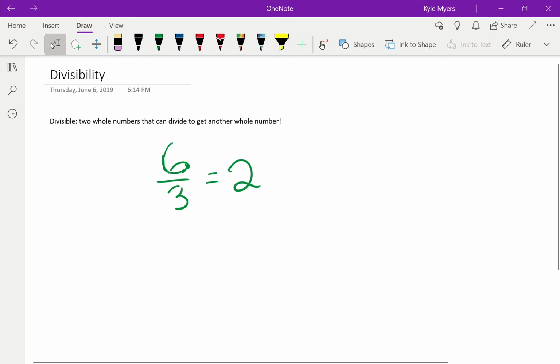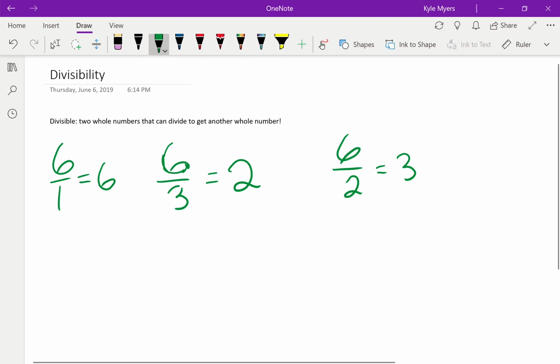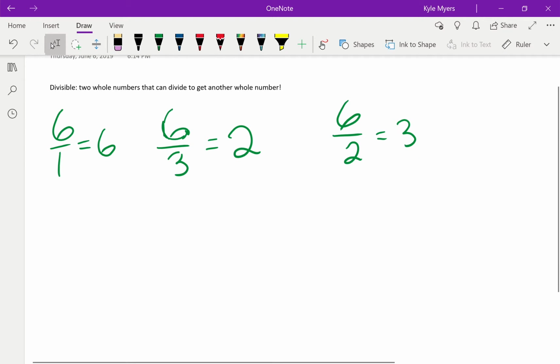That means 6 is divisible by 3, and conversely, 6 is divisible by 2, because 6 divided by 2 would just get me the 3. It's like I switched them around. So 6 over 3 is 2, 6 over 2 is 3. That means that 6 is divisible by 3 and 2. Oh, and of course, it's also divisible by 1, because any whole number is divisible by 1. If you divide it by 1, you get the same number. So with that in mind, I'm going to skip the 1 trick, because anything divides by 1.